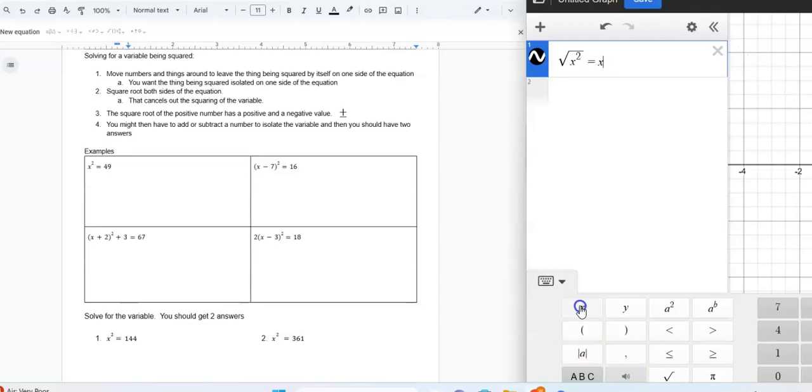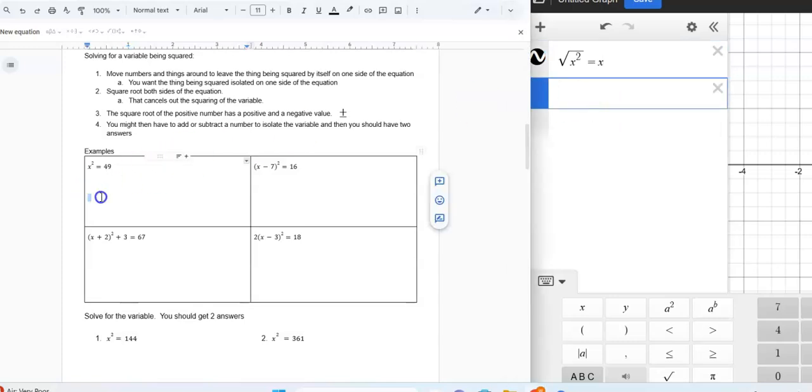But then you also have to square root 49. And the square root of 49 is not just positive 7, it's also negative 7. So the answer for this would be x equals plus or minus 7. That's what that would be.